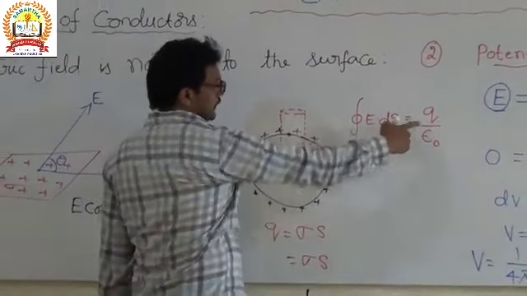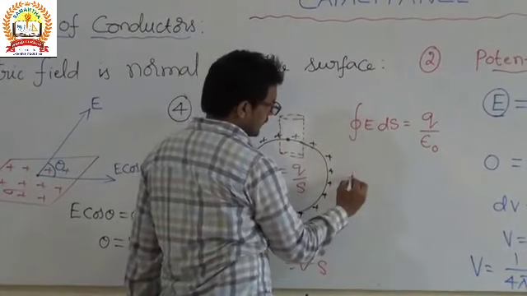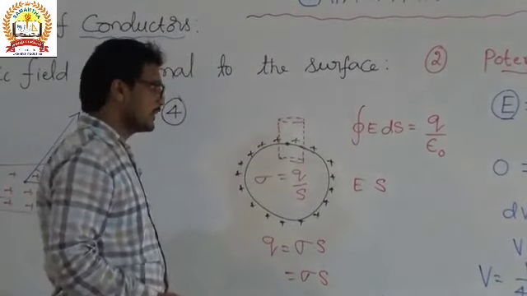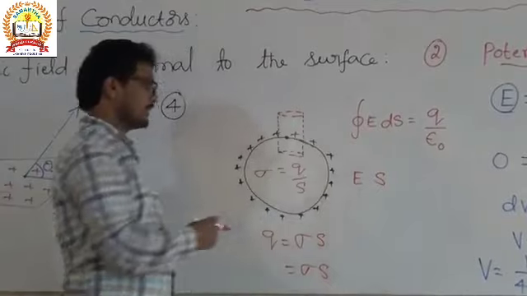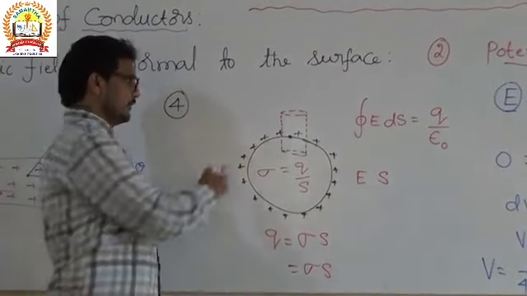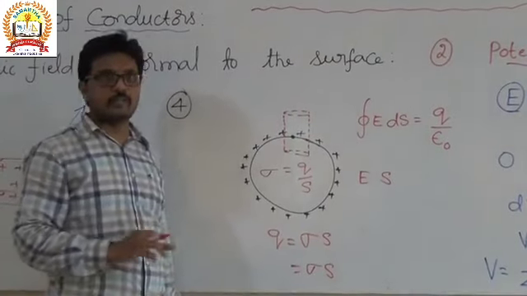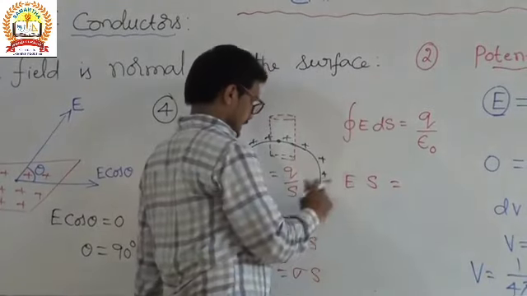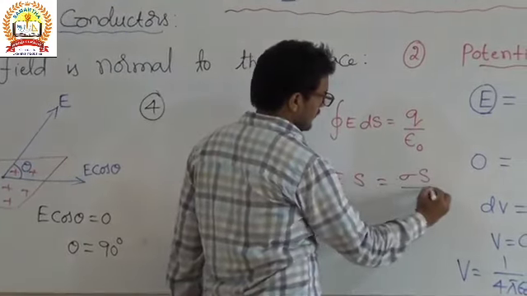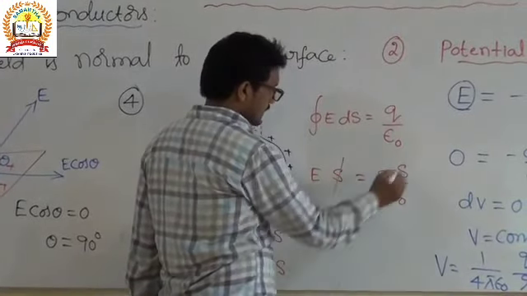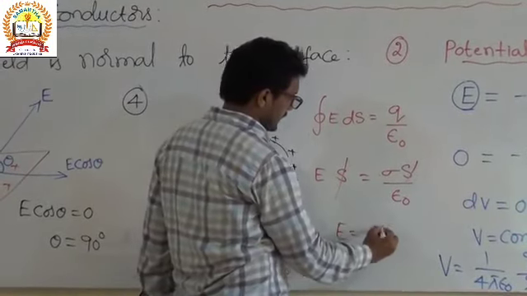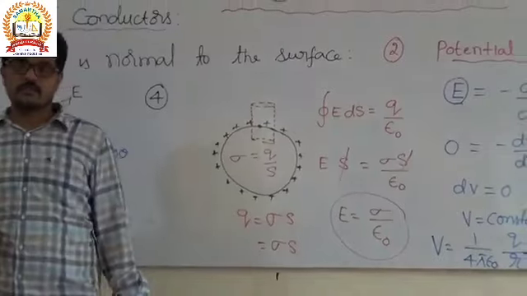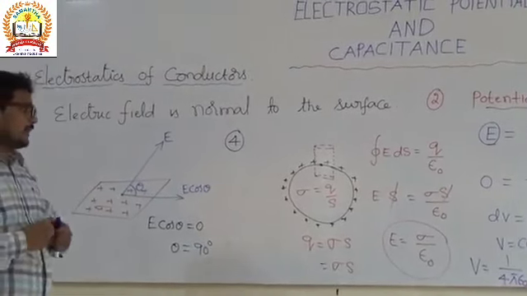Now if you substitute in this formula, the integral of E ds is E into the integral of ds, and the integral of ds is S. If you take a sphere, you can write the surface area formula of the sphere, but here I am taking the integral of ds as S. And Q is sigma into S, divided by epsilon. Then S gets cancelled, and the electric field E equals sigma by epsilon. So the electric field on the surface of the conductor is sigma by epsilon.